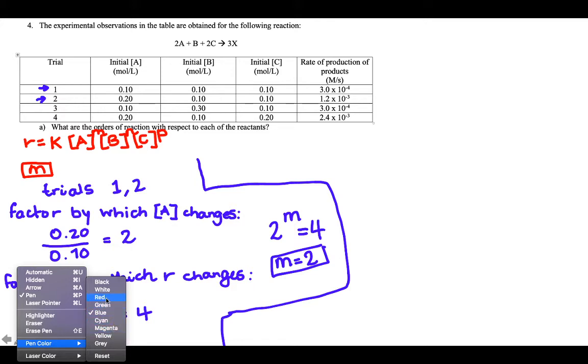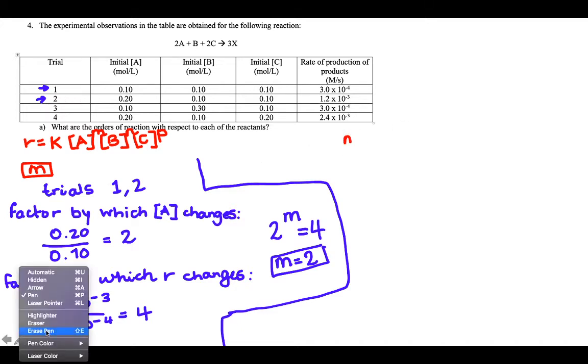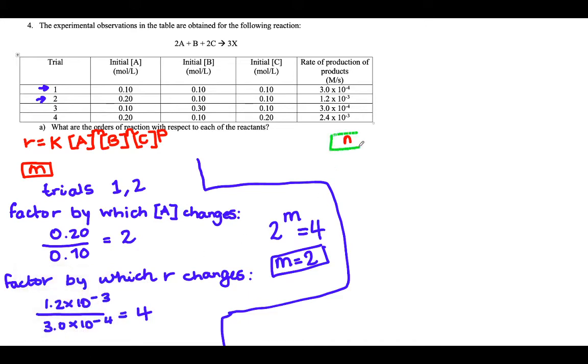Maybe I will choose a green. Okay. So let's do the exact same thing. N is an exponent of the reactant B, so I'm looking for two trials where A stays consistent and C stays consistent. And these two trials are 1 and 3.